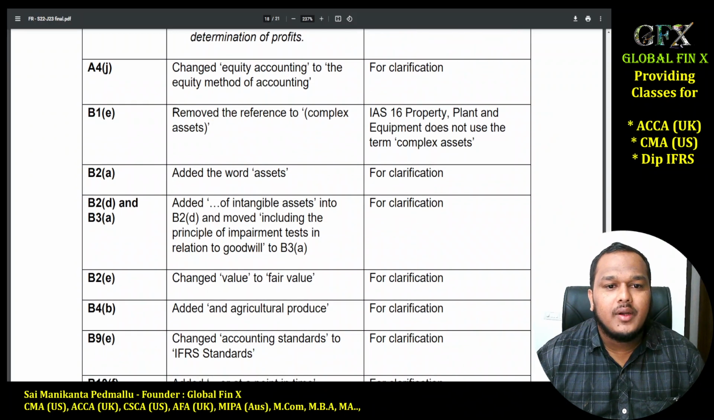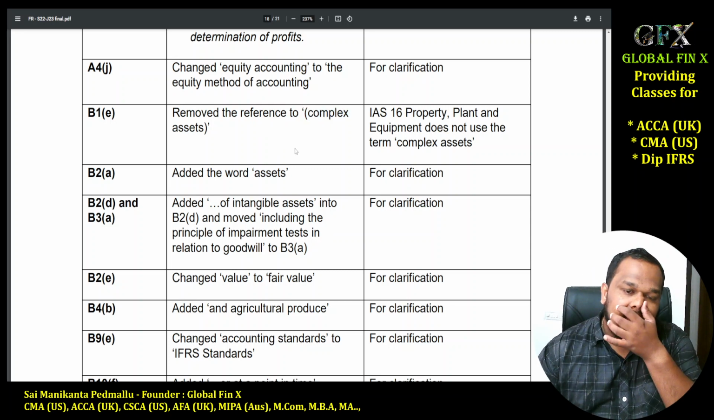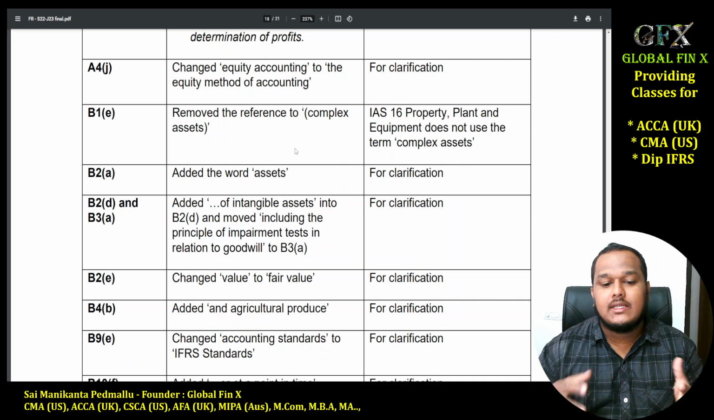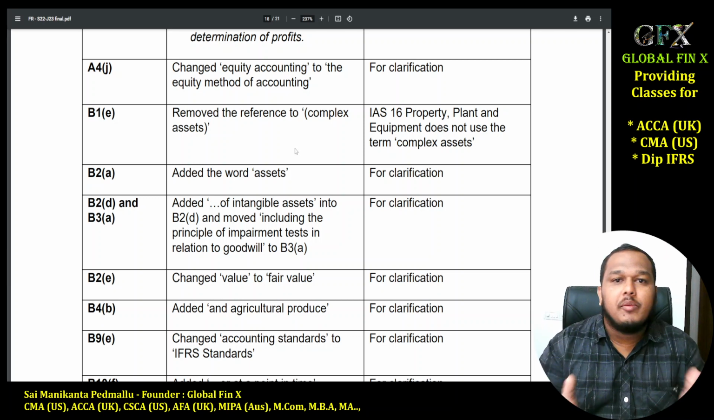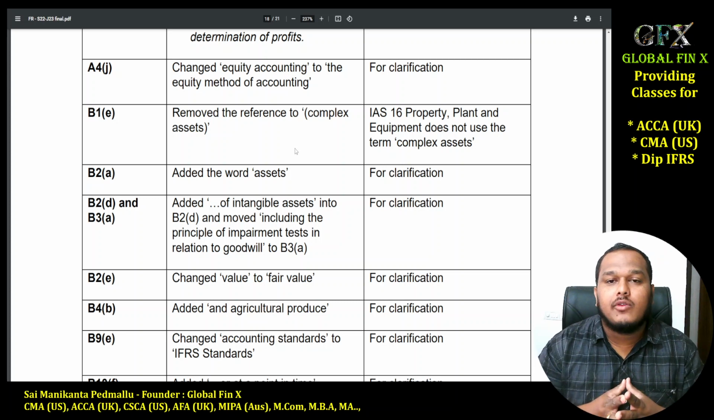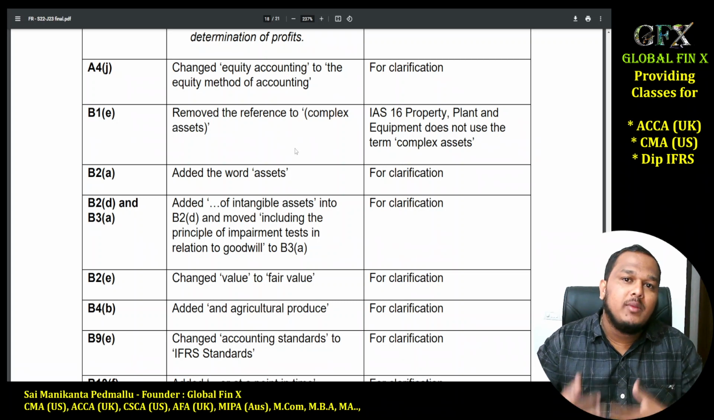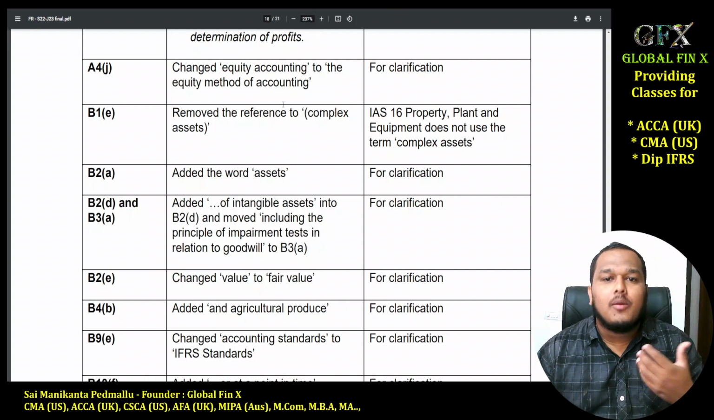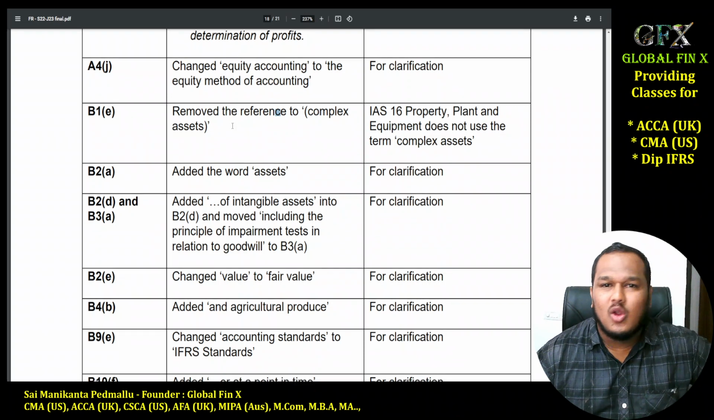Then they removed the reference to complex assets from property, plant and equipment. Complex assets are basically a combination of multiple assets. If you remember your IAS 16 property, plant and equipment, we need to split those complex assets into breakable units and each unit will be depreciated separately. So those references have been removed.